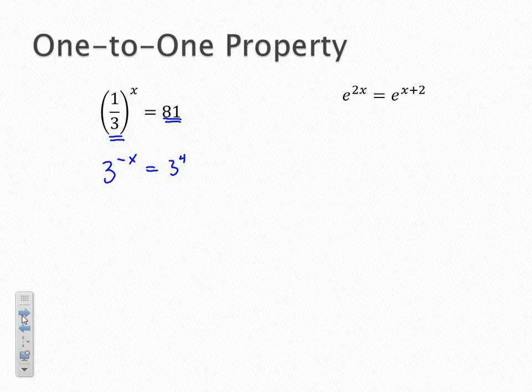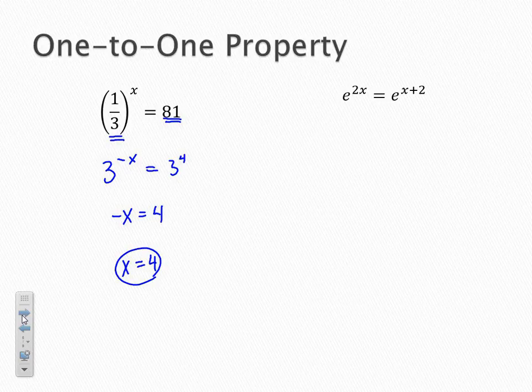And here's where the one-to-one property kicks in. If I have the same base, what that means is if the bases are equal, then the exponents have to be equal. So to solve this, I can essentially drop the base, and I can just rewrite this equation saying I've got to have equal exponents in order for this to be equal. So I can say negative x has to equal 4, or simply x equals 4. Excuse me, negative 4. Let's make sure we get that negative sign in there. So again, that's the use of the one-to-one property.